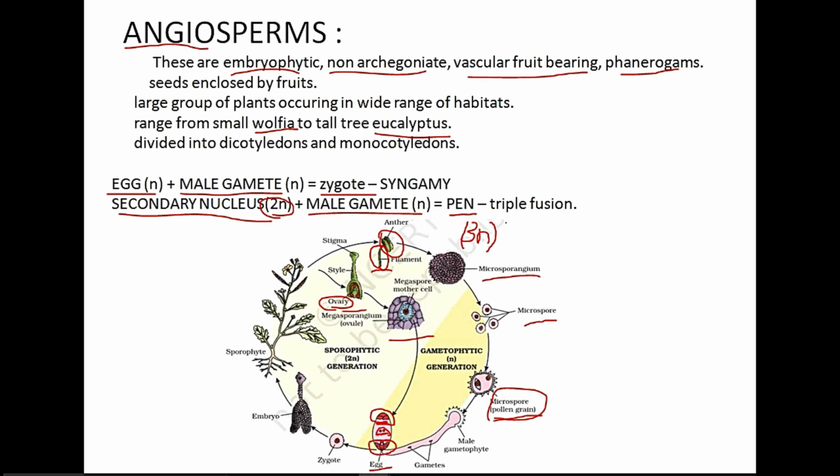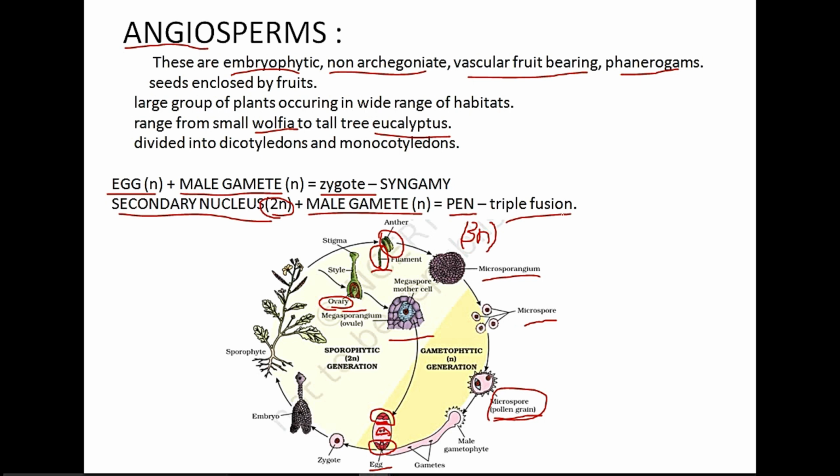So this is called triple fusion, and because of the involvement of 2 fusions, this event is termed double fertilization, an event unique to angiosperms which is not present in any gymnosperm or pteridophyte. So the fertilization is siphonogamous, whereas the zygote develops into an embryo with 1 or 2 cotyledons, and the primary endosperm nucleus develops into endosperm, which provides nourishment to the developing embryo.